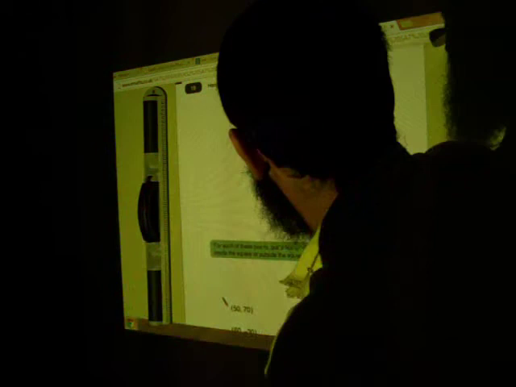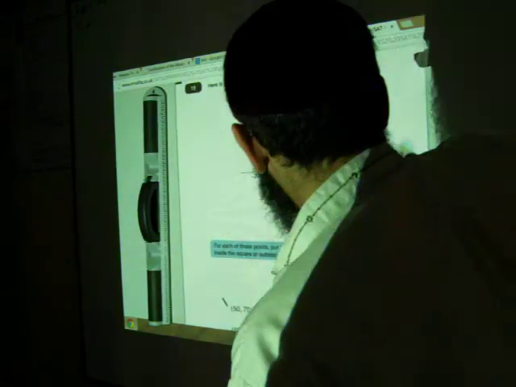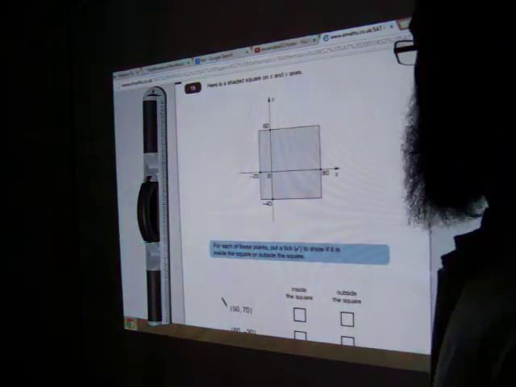Coordinates, folks. We're doing coordinates questions a lot. Everybody in this room should be an expert on coordinates. Oh no. Oh yes.